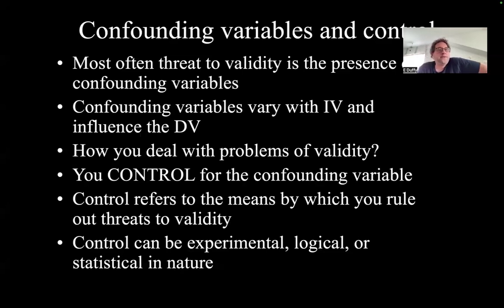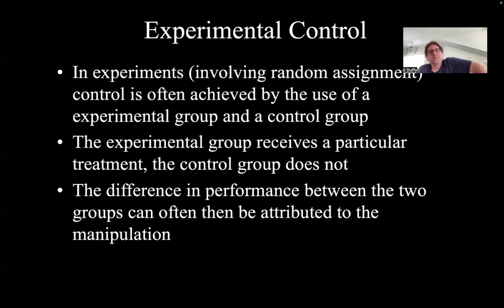Well, what you need to do is to control for the confounding variable. Control really refers to the means that you use to rule out threats to validity. It could be experimental, it could be logical or statistical in nature. So in experiments that involve random assignment, we control things usually by using an experimental group and a control group. The experimental group receives a treatment and the control group does not.